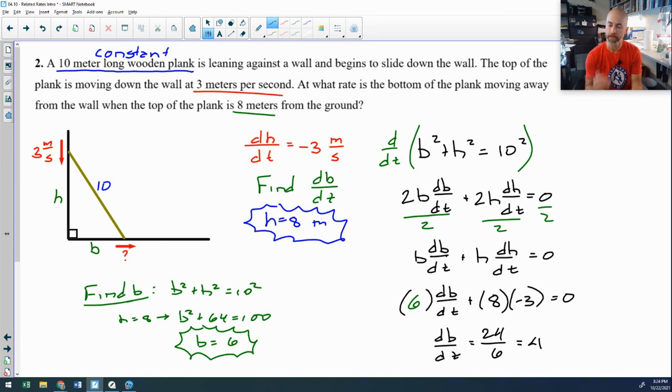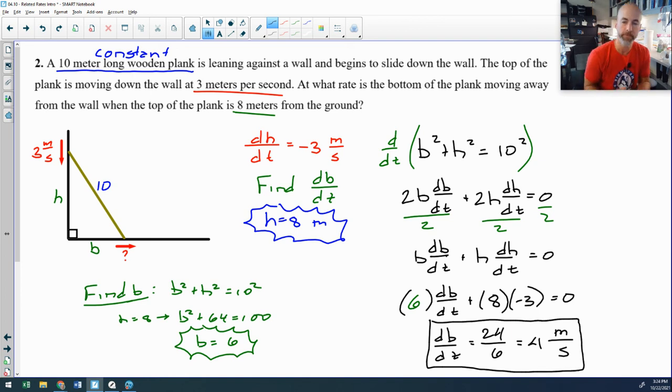Now for units, this is the base. Base will be measured in linear units. That will be meters per, and we are doing seconds. And there is our answer. The base of this triangle, or the bottom of that plank, is sliding away from the wall at 4 meters per second. And there is an introduction to some related rates, and the second one got a little bit wonky, but there we are. Hopefully you understand a little bit there.